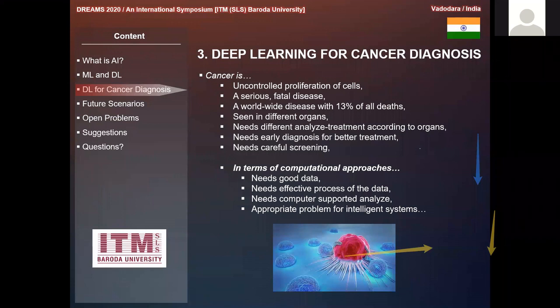And in terms of computational approach, we can say that cancer needs good data to deal with AI and to run effective solutions of AI and machine learning to reach desired outcomes. You should also have an effective process for the data, and a computer-supported analysis in order to run some computational approach for cancer. And you should be modeling your problem for intelligent systems in order to run effective cancer diagnosis in terms of deep learning.